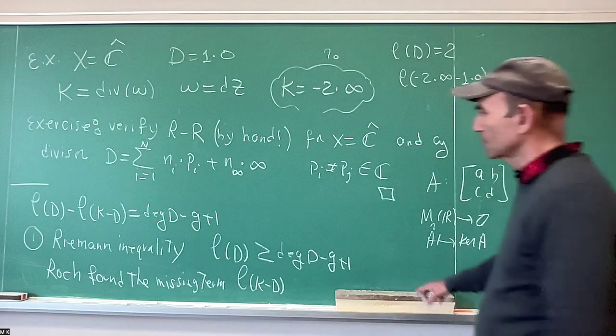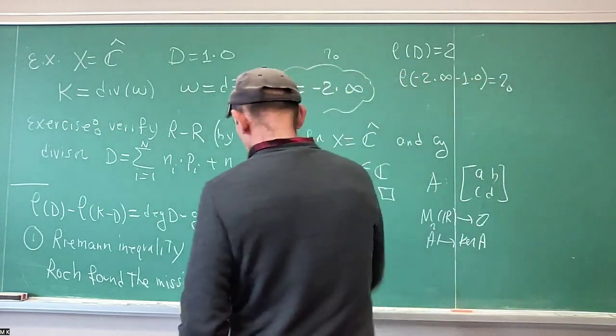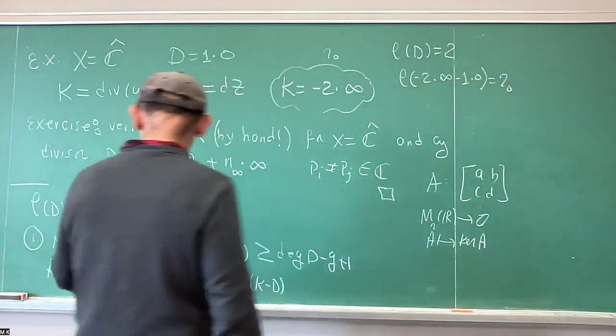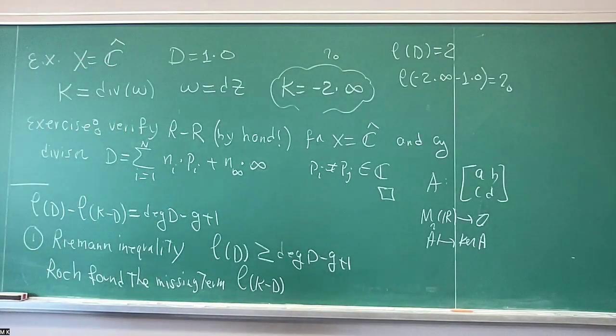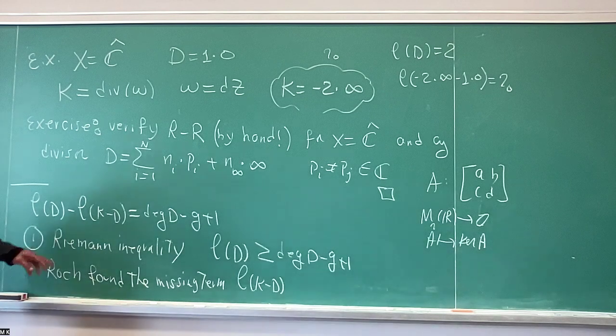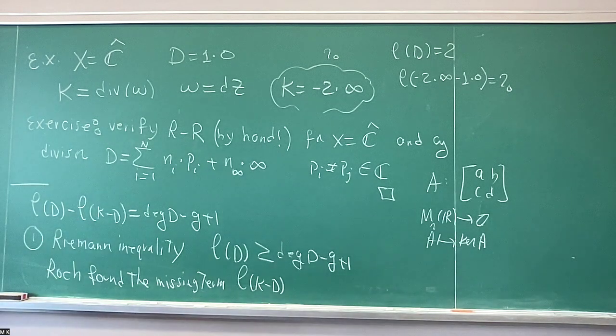Okay, so anyhow, these are the comments I wanted to make about the general statement. Now we can actually start going a bit deeper into this. So I want now to define another space which is related to the second term, which is called omega of D.